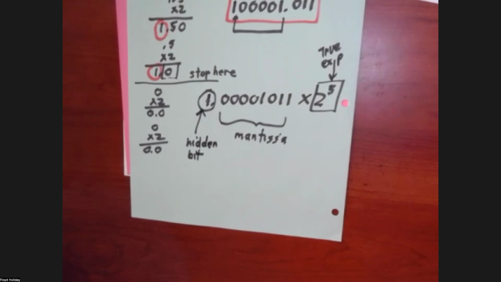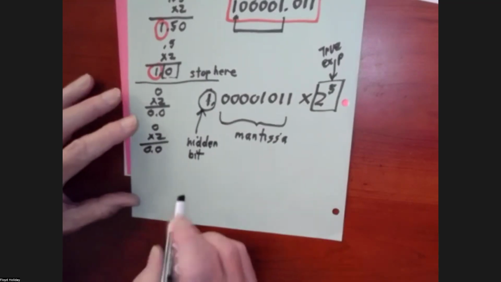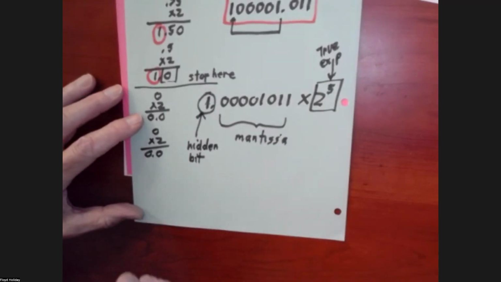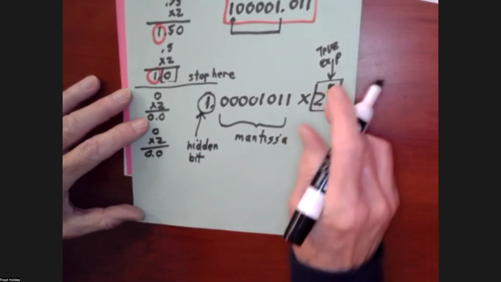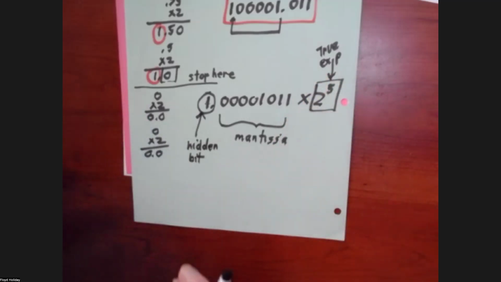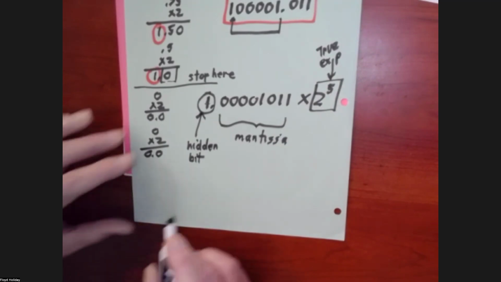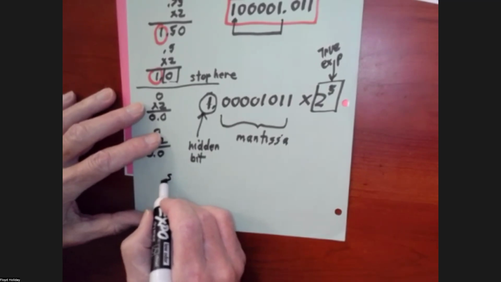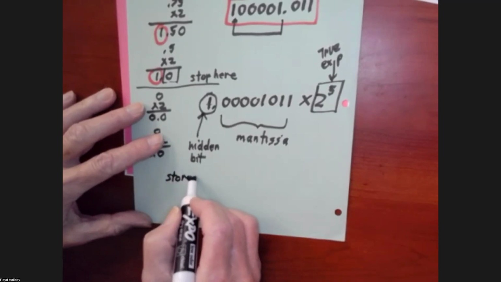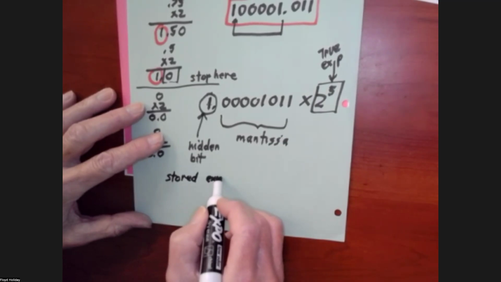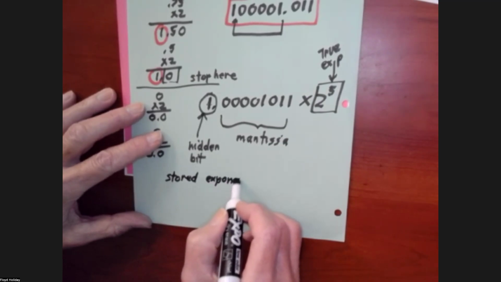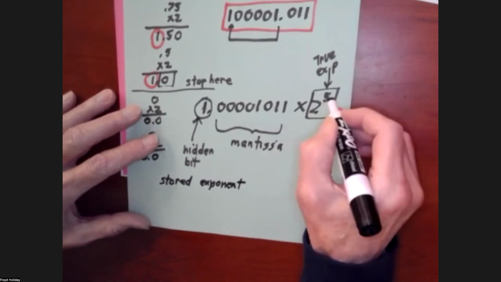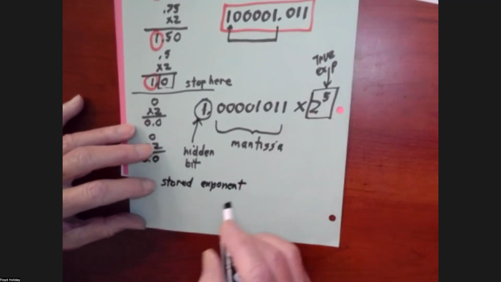Okay. Let's see, we have to digress for a moment. In the register, this exponent is going to be transformed to another exponent called the stored exponent. The stored exponent is allowed to use 11 bits. So the machine doesn't store 5 directly. It stores this transformed exponent.